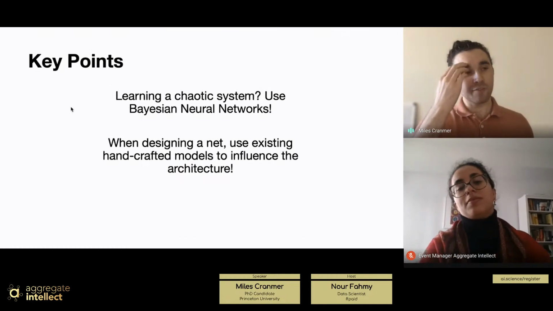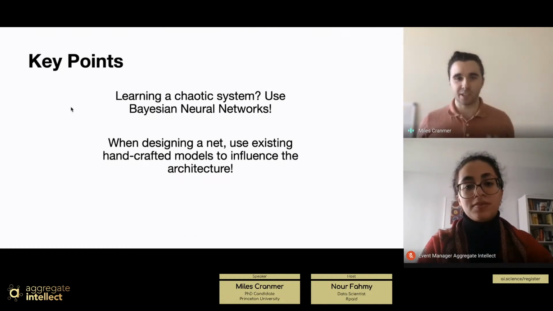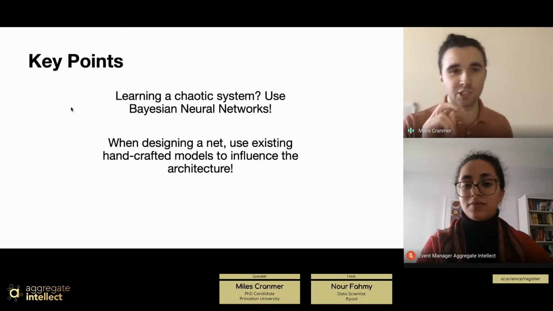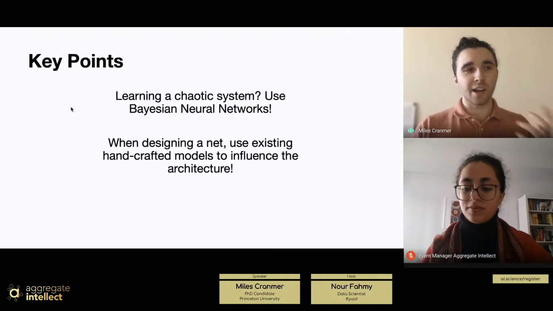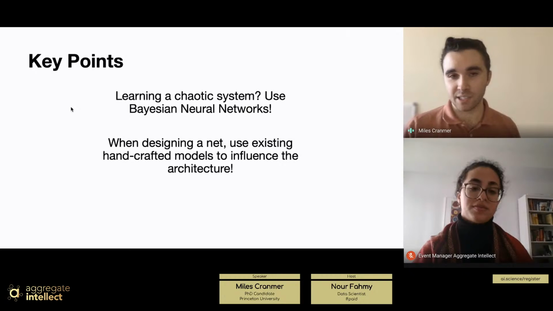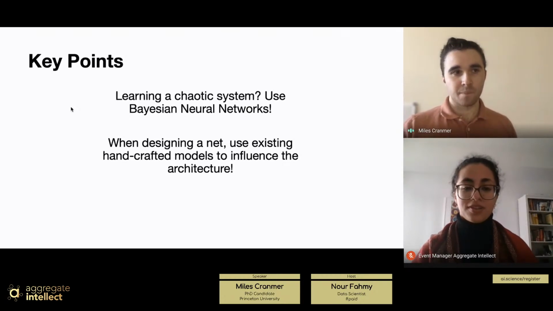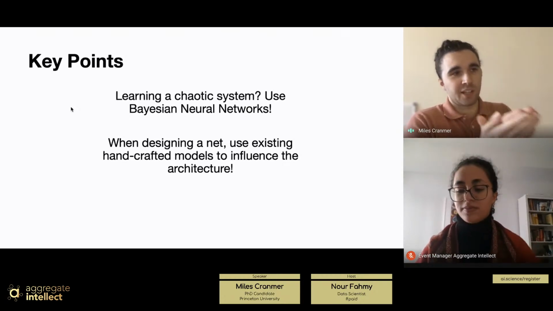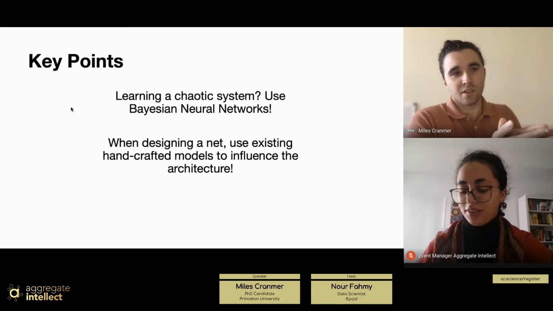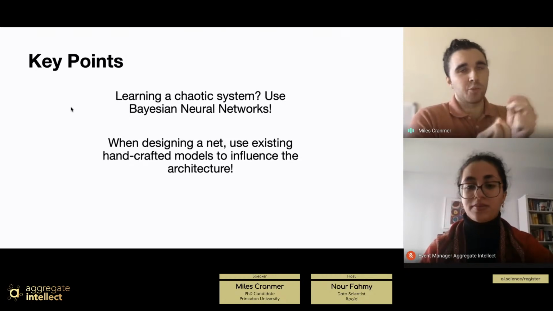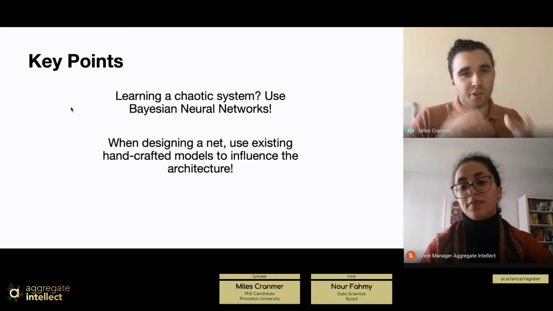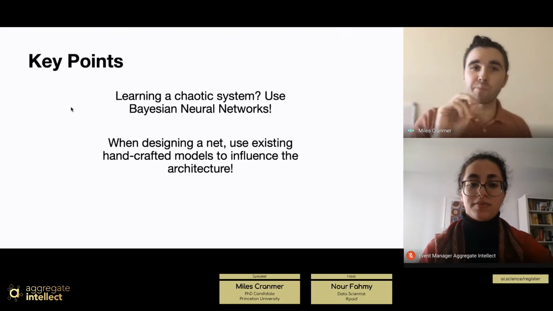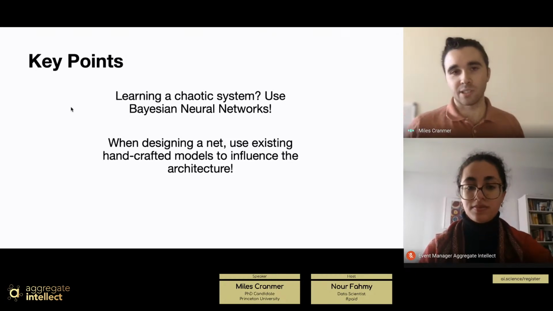So if you remember nothing else from this talk, I want you to remember these two pieces of intuition. The first is, if you're trying to model a chaotic system, some system where you're uncertain about how you perturb the initial state is going to affect the final state, you should use Bayesian neural networks. I'll tell you what this is.